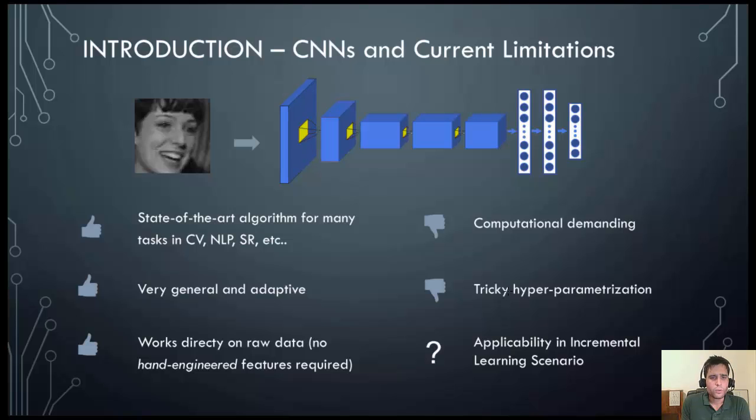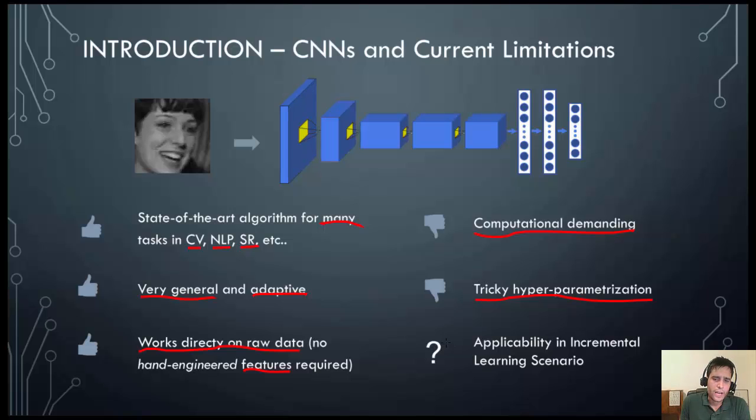In the last decade, convolutional neural networks have shown to perform incredibly well on many tasks in computer vision, natural language processing, speech recognition. This is because they are very general and adaptive, and specifically because they can work directly on raw data. So we don't need to manually design the features that are required to solve a particular problem. The main problem here is that they are pretty computationally demanding and they have a very tricky hyperparameterization.